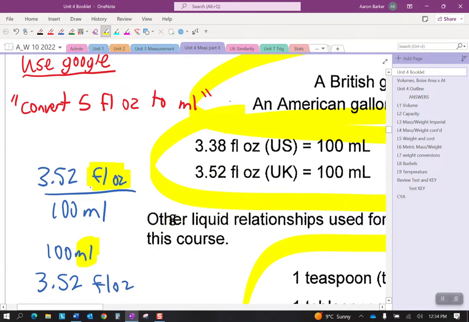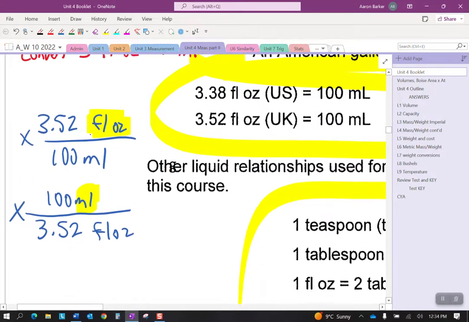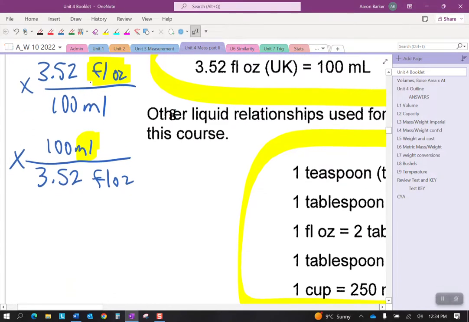Now, when we're doing conversion, we're always going to multiply our number. Always. Okay. So let's do a quick example. You guys ready? Let's say the question is: 6 fluid ounces equals how many milliliters? That's the question. Okay.